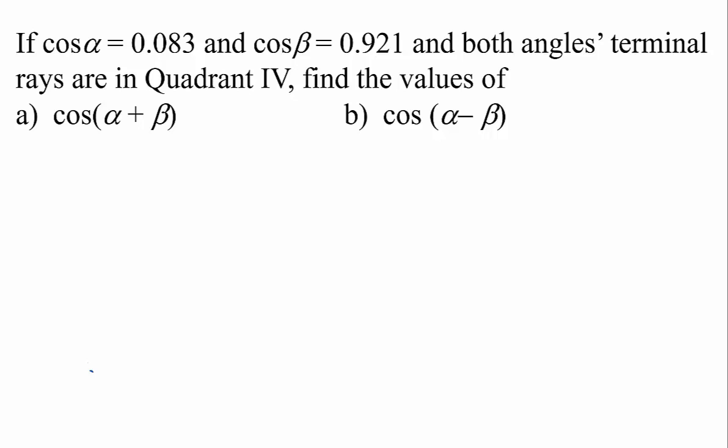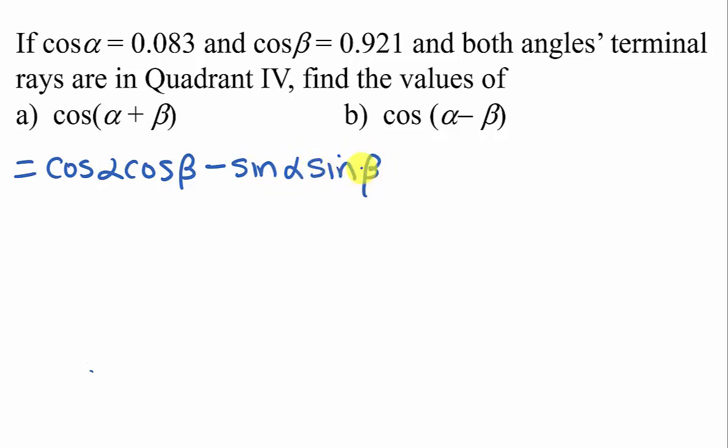So we're given cosine alpha as a decimal and cosine beta as a decimal, and both angles' terminal rays are in quadrant 4. So the first one, we want the cosine of alpha plus beta. So let's use the sum formula for cosine. That's going to be cosine of the first angle, cosine of the second angle. Those match, so this is going to be a minus. Sine of the first angle, sine of the second angle.